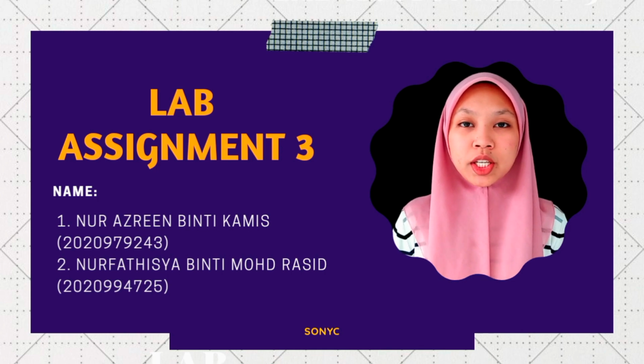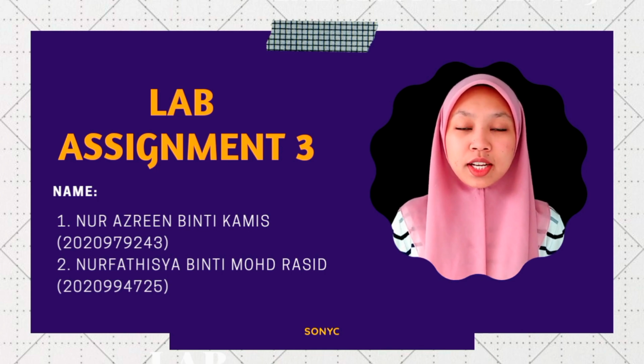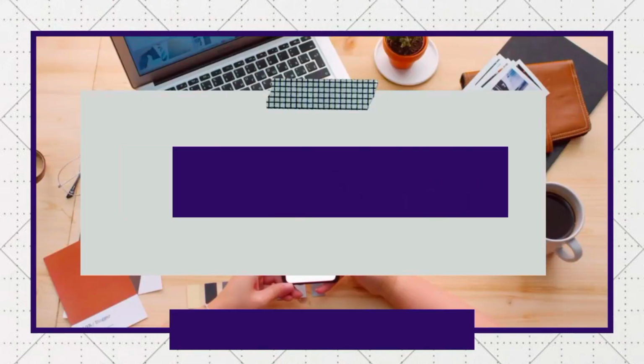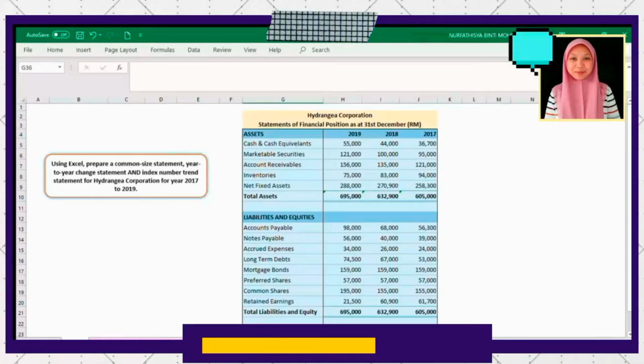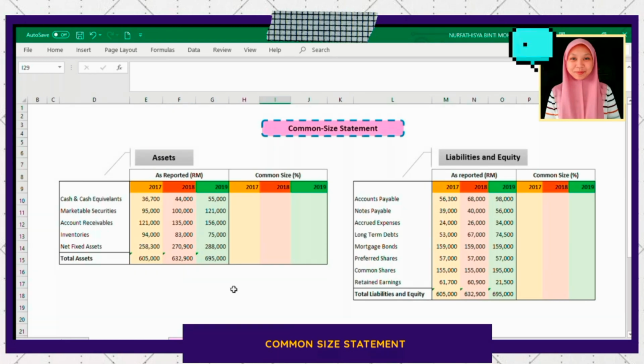Me and AZREEN will show the calculation in Excel for Chapter 7 and Chapter 8. Based on the data given, we are required to prepare a common size statement, year-to-year change statement, and index number trend statement for the company. First, the common size statement for asset and liabilities.